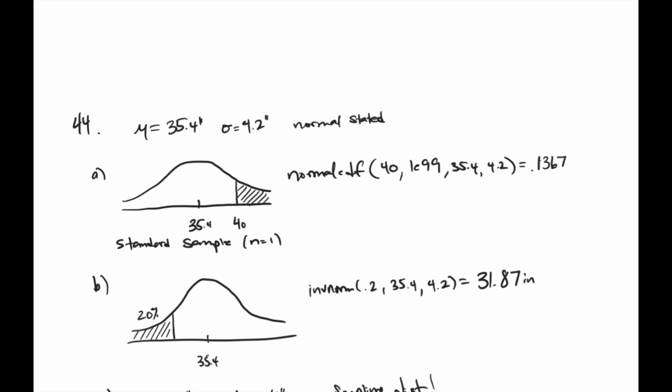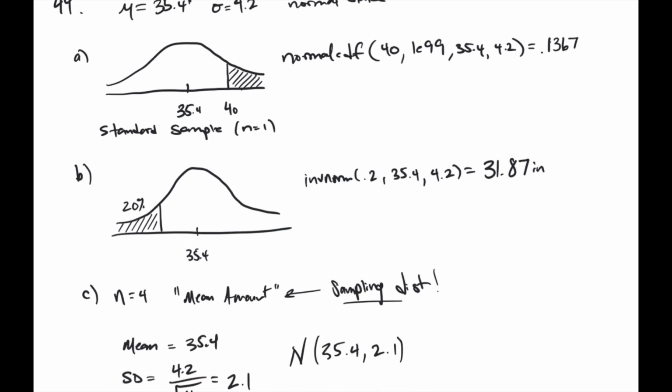Not to mention, it's just 1, right? So it's a very small sample. I use normal CDF in the traditional sense. My mean is here, my value that we're working with is here. It gives me a standard deviation, and we're going 40 and above. So we plug it in, 13.67% chance to get a year that has 40 or more inches of rain in it.